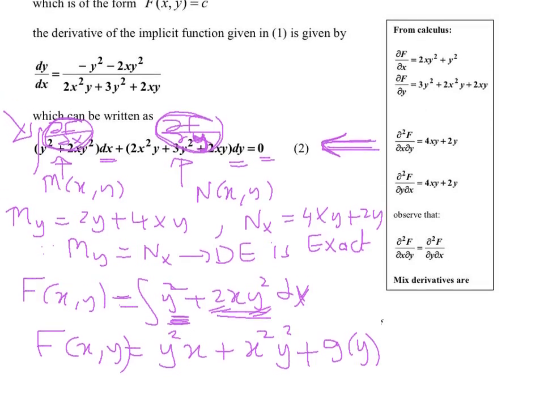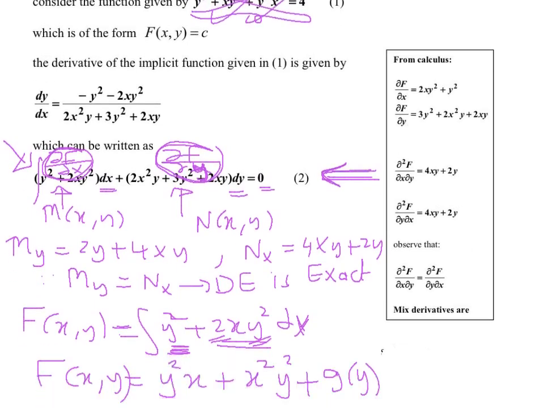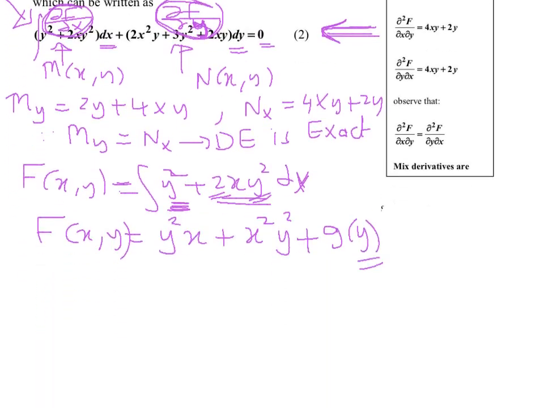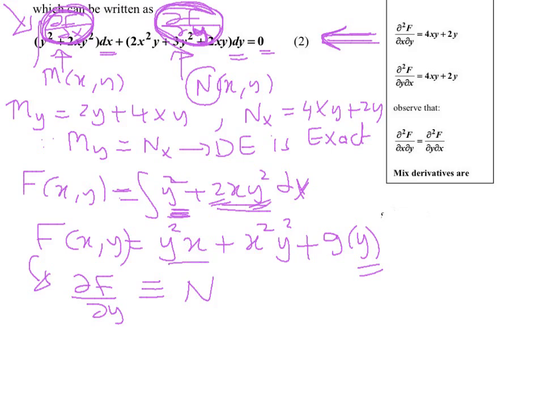So really if you compare this f with here, we have already found this and this. We just have to find y cubed, which is the function of y, and it is missing here. We have used partial f partial x to find f. I'm going to use partial f partial y to find g of y in the following way. You differentiate your answer, which is f, and you compare it with N, because N is partial f partial y. Partial f partial y from here is equal to 2yx plus 2x squared y plus g prime of y.